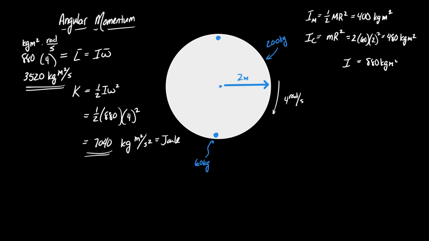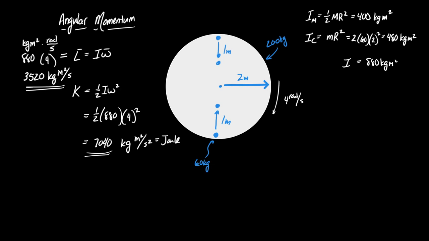So in this system, the kids are going to walk towards the center 1 meter. Are they an external torque on the system? No, because they're on the merry-go-round. They are not external to the system. So they walk towards the center.